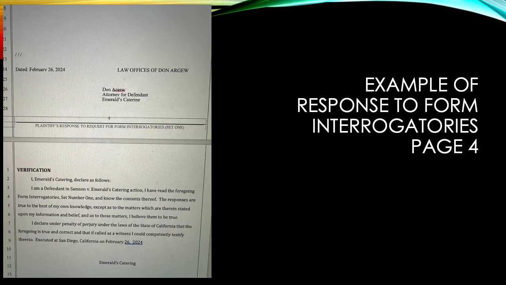Wow, we made it to the last page. So this is basically the date and signature of Don Argue, because he's the attorney for the defendant for Emerald's Catering. And then Emerald's Catering has to verify that everything that they're saying in this response form for interrogatories is all true, and has to sign to say that it's true.